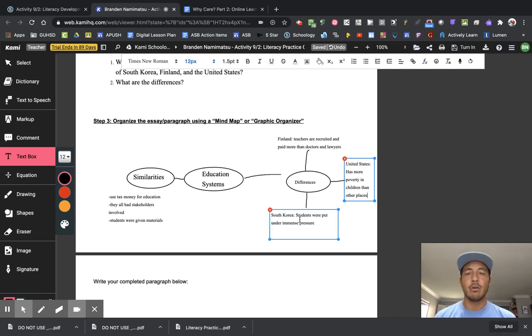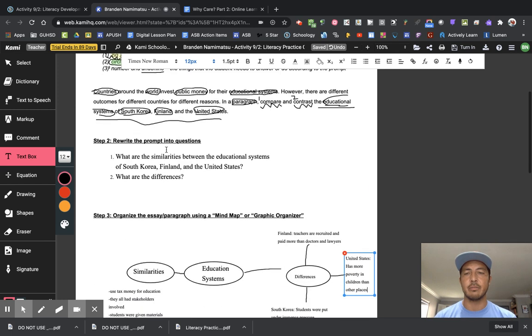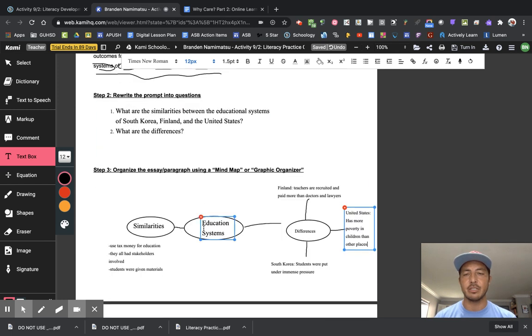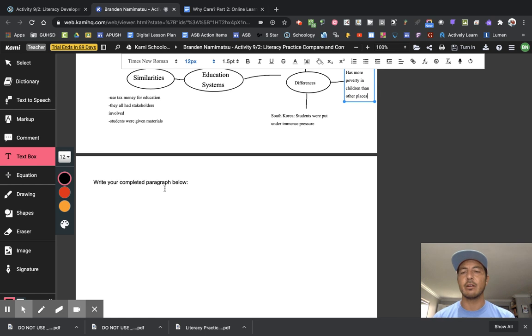So now we have organized our essay. We've gone from step one, what is the prompt, to what are the questions. And from the questions, we said we need to talk about the similarities. So here's the similarities, but we also need to talk about the differences. And here are the differences. Now, write your completed paragraph below.